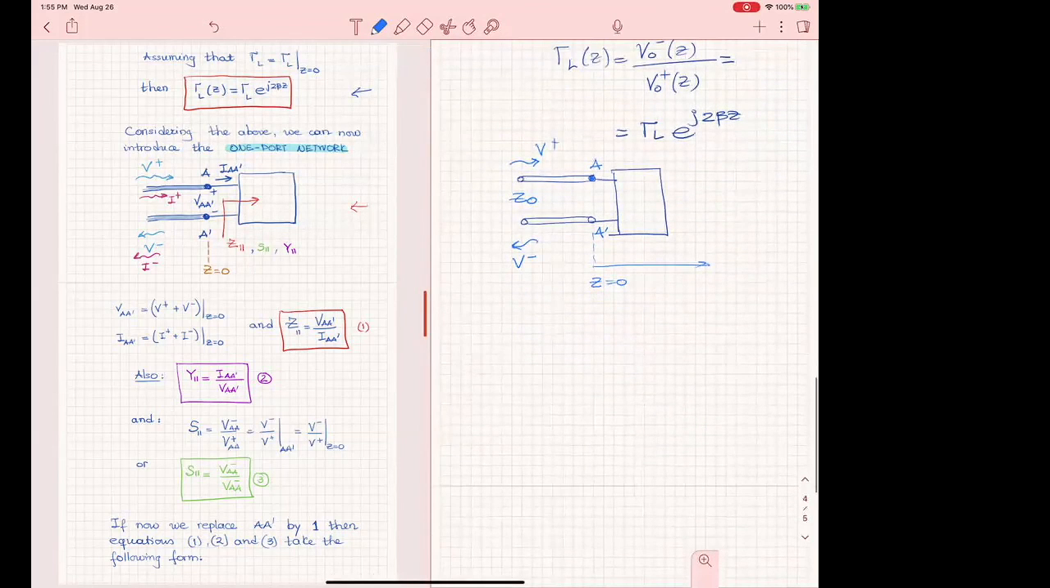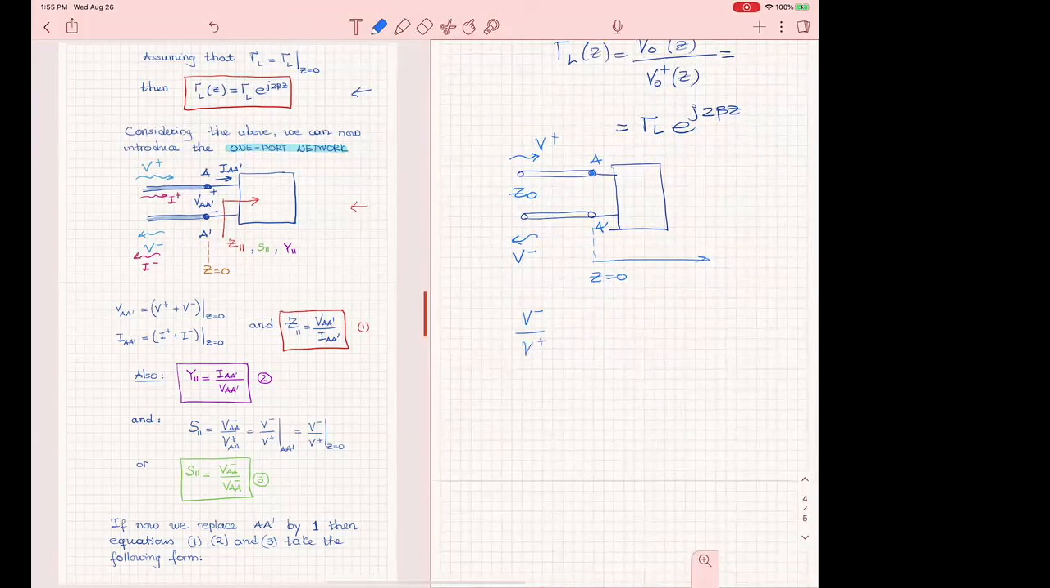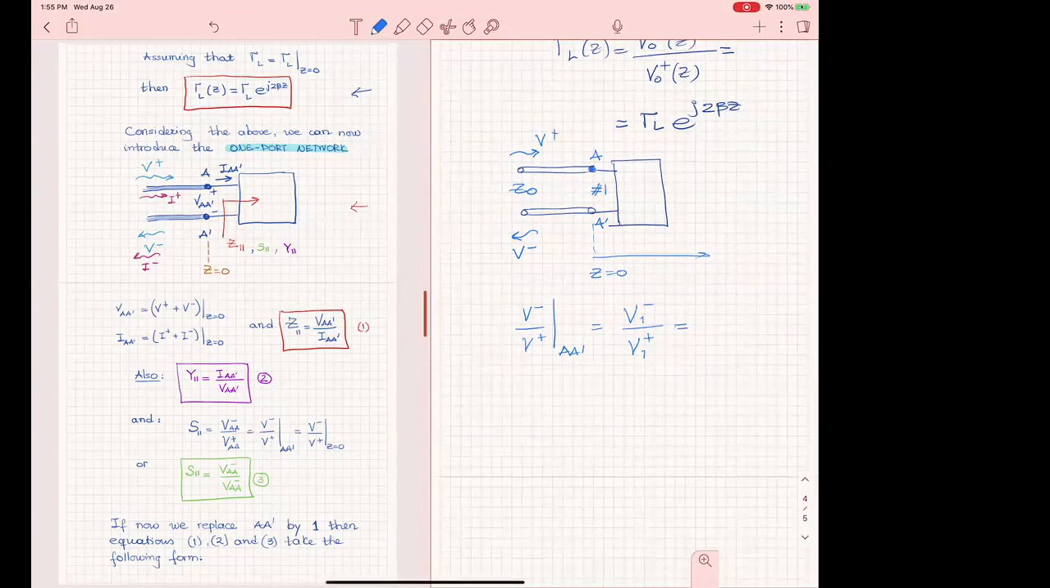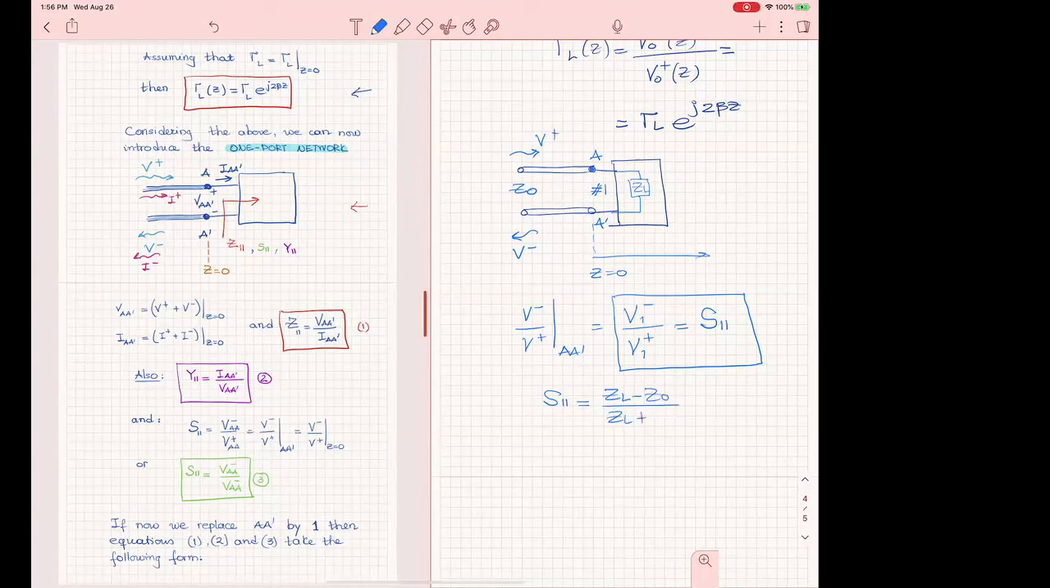Okay, now we are defining the following parameters. V minus over V plus at A prime. We call the node at A prime port 1, if you remember. So this is nothing else but V minus over V plus at port 1. This we call S11, and it's called the scattering parameter S11. Now, for one port, if this one port is just an impedance ZL, what is this S11? It's nothing else but ZL minus Z naught over ZL plus Z naught. Okay?